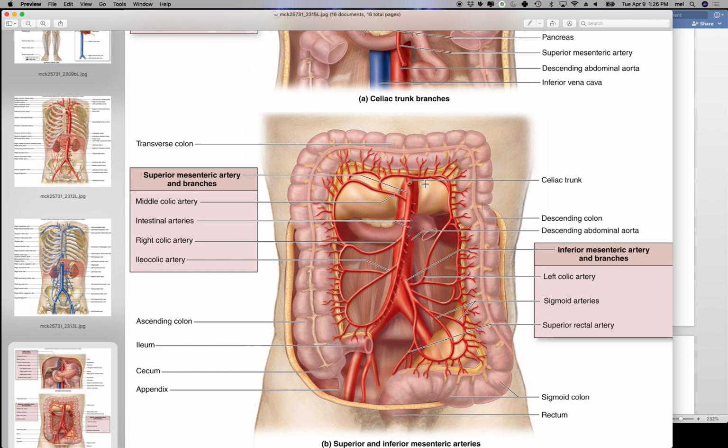Now, it doesn't supply the rectum, but the rectum is supplied by your internal iliacs. We'll get that later. But everything in the gut we just basically supplied. Okay? Okay. All right. So that's arterial supply.